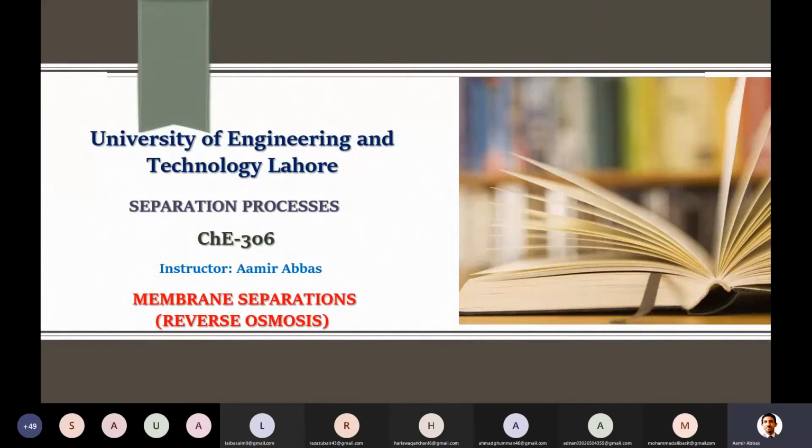Bismillahirrahmanirrahim. So here we will discuss membrane separation, reverse osmosis.